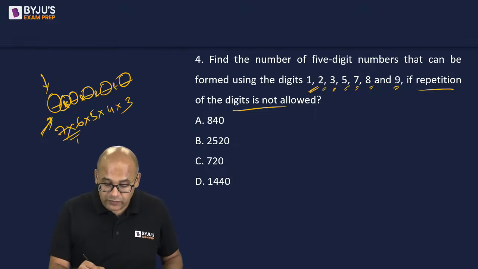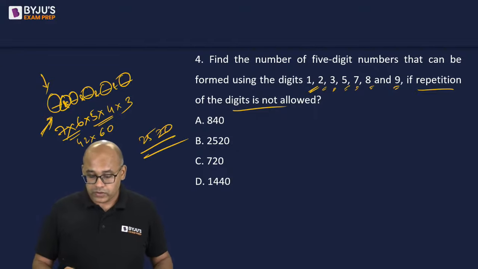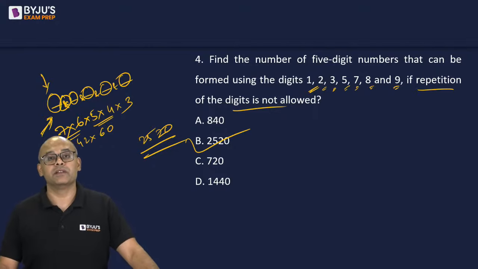So how much is this? 6 7s are 42, 5 4s are 20, 20 3s are 60. So this is 42 into 60, which is 2520, which is option B. That's your answer. Clear?